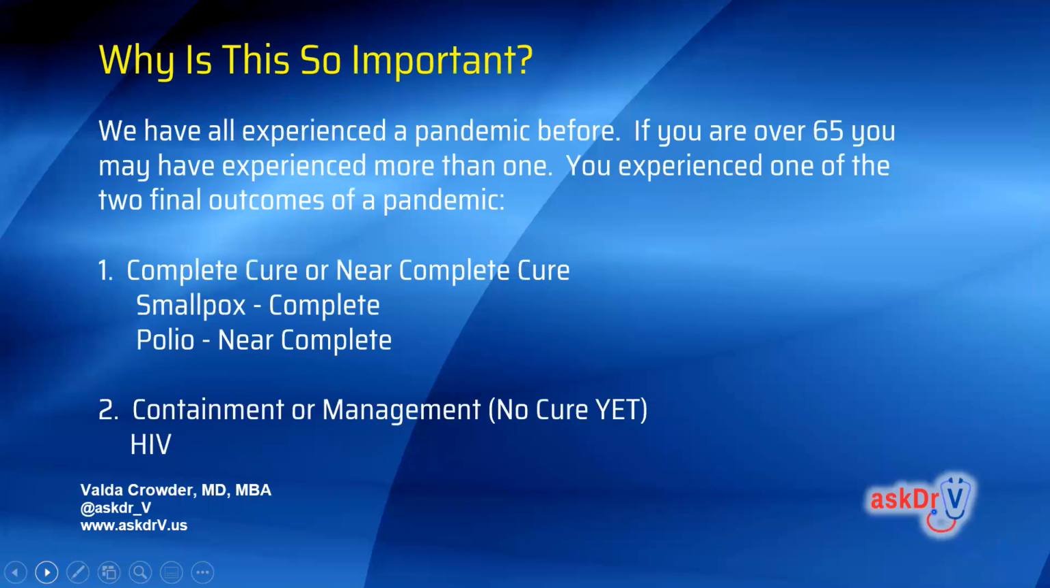So why is this so important? We've all experienced a pandemic before. If you're over 65, you may have experienced more than one. The final outcome of a pandemic is one of two things. One, there is a complete or near complete cure. In 1980, smallpox was eradicated from the world. That was complete. Polio is now near complete. The other is containment or management where there's no cure yet, like HIV.